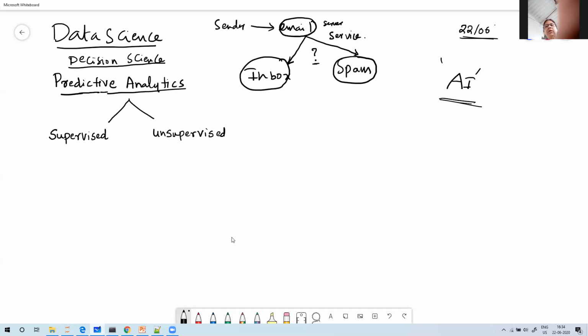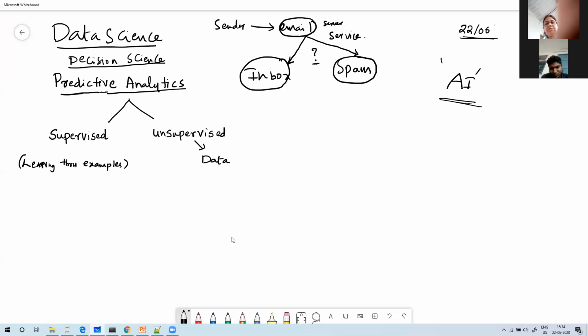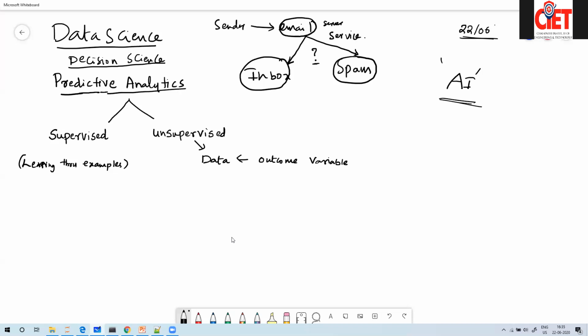Supervised learning means learning through examples. Learning through examples is typically called supervised learning. And unsupervised learning, yes, we do have some data here, but we may not have something called an outcome variable. Of course, it would be confusing at the beginning. Don't worry about it. I'll give examples of both of these so that you understand clearly what is the difference between supervised learning and unsupervised learning.